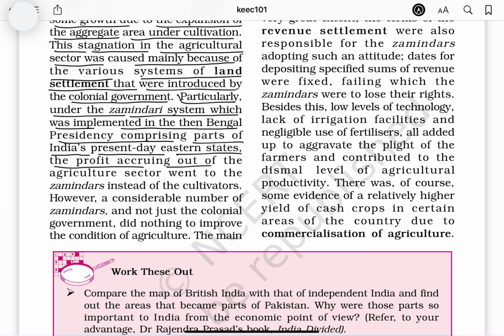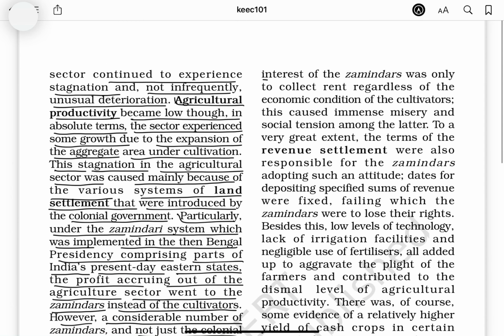The profit accruing out of the agriculture sector went to the zamindars instead of the cultivators. However, a considerable number of zamindars, and not just the colonial government, did nothing to improve the condition of agriculture. The main interest of the zamindars was only to collect rent regardless of the economic condition of the cultivators. This caused immense misery and social tension among the latter.